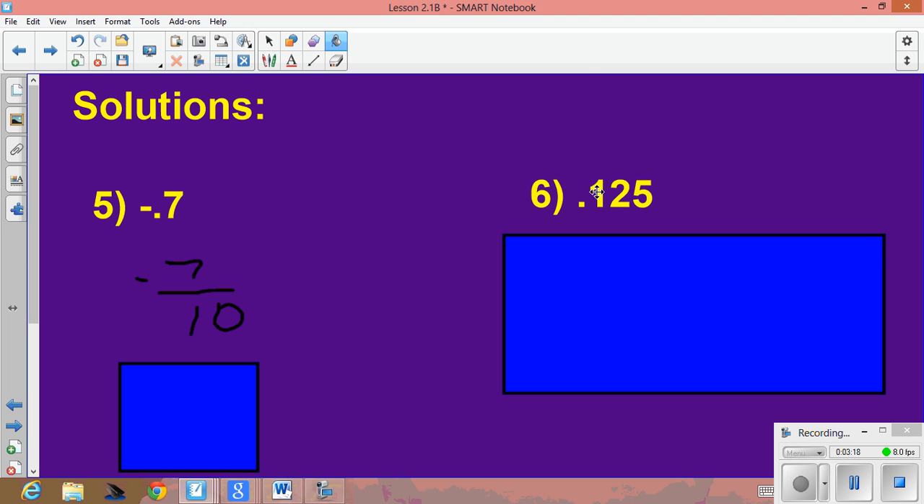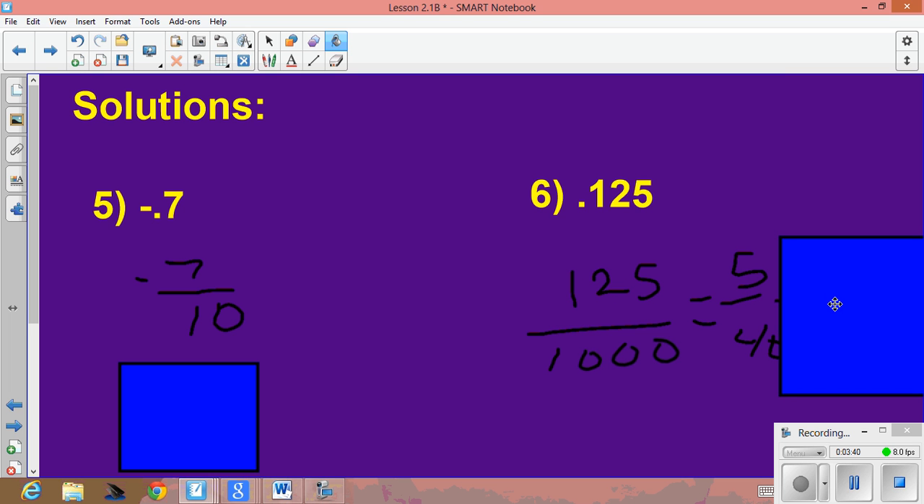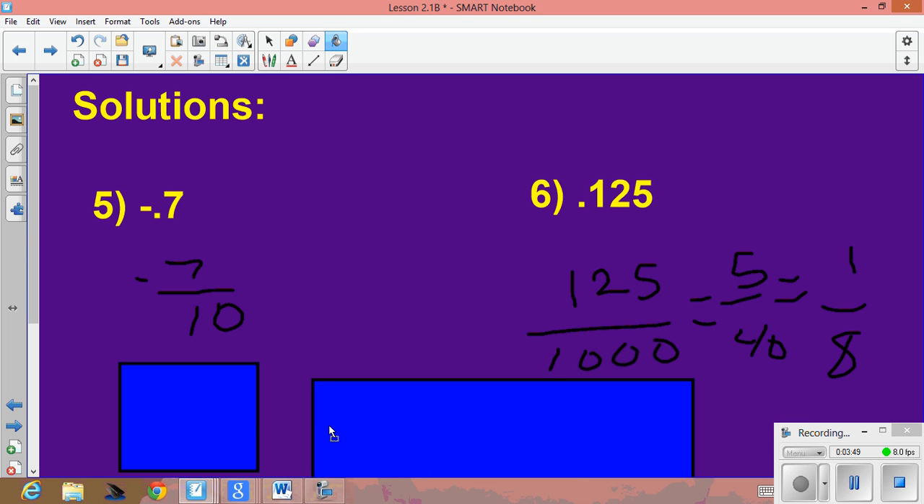Number 6, the 1 is in the tenths place, the 2 is in the hundredths place, the 5 is in the thousandths place. So 125 thousandths. So we're going to take the number and write it over 1,000. Then we're going to take a look and start simplifying. Just pick a number I can divide both of these by. So I divided by 25 and I got 5 over 40. But these can still be reduced if I divide by 5 again, and I get a final answer of 1 over 8.